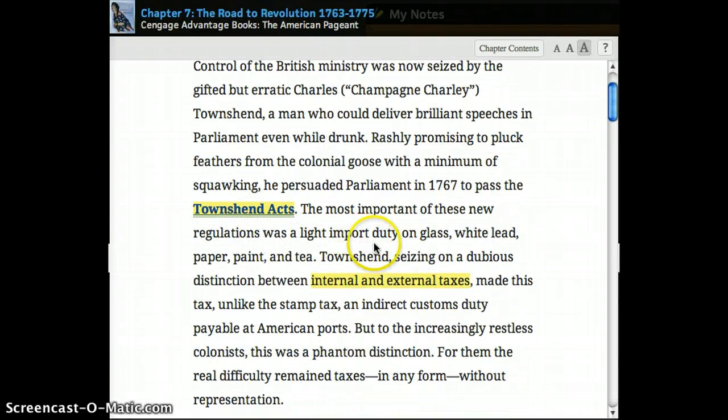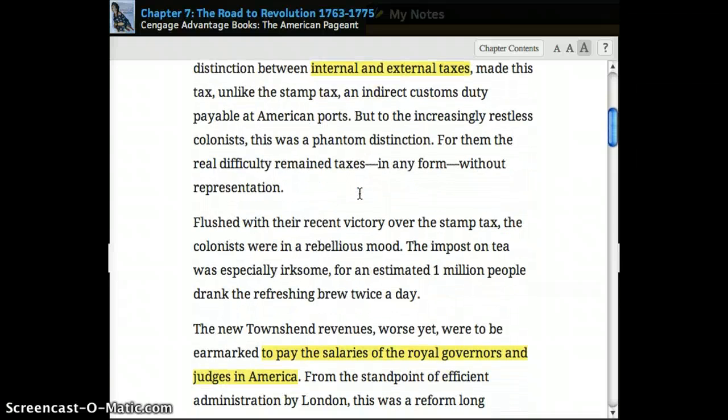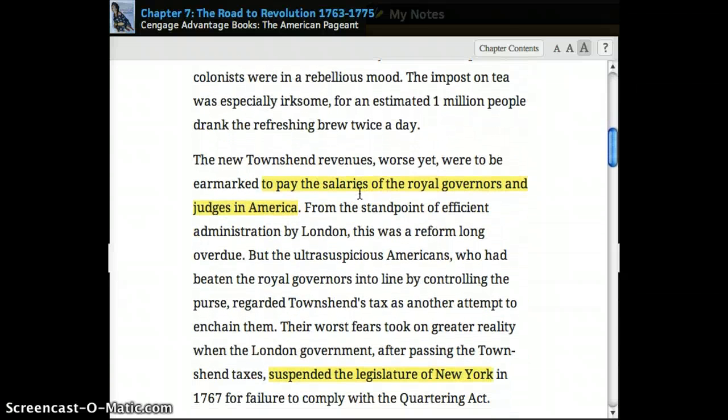They are regulations and duties on glass, lead, paper, paint, and tea. Charles Townshend, Chancellor of the Exchequer, begins to take a look here at internal and external taxes. Internal taxes are what the colonists have no problem with because they have elected representatives. External taxes they see as being a problem. Townshend decides that the money from these new taxes is going to pay for the royal governors' salaries and judges, who are in charge of enforcing the laws.